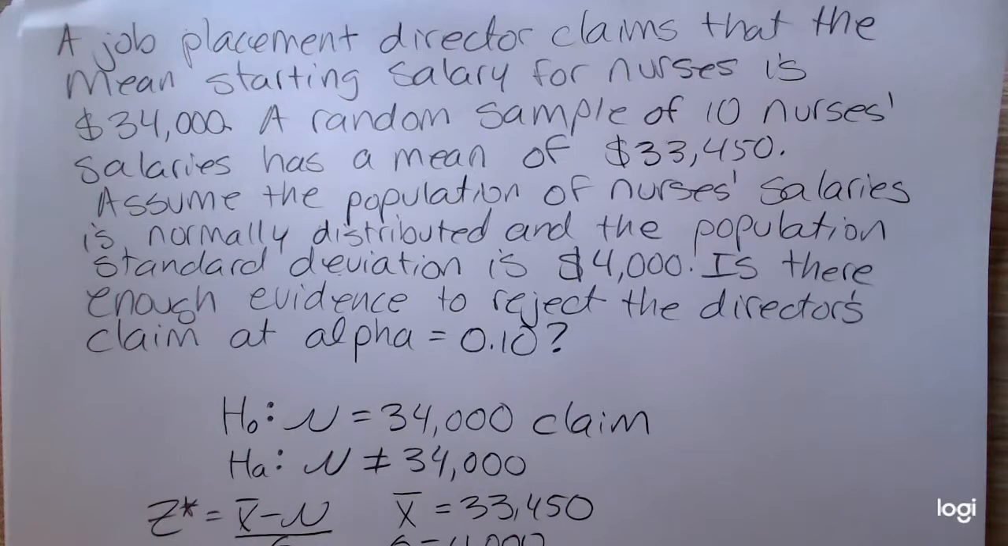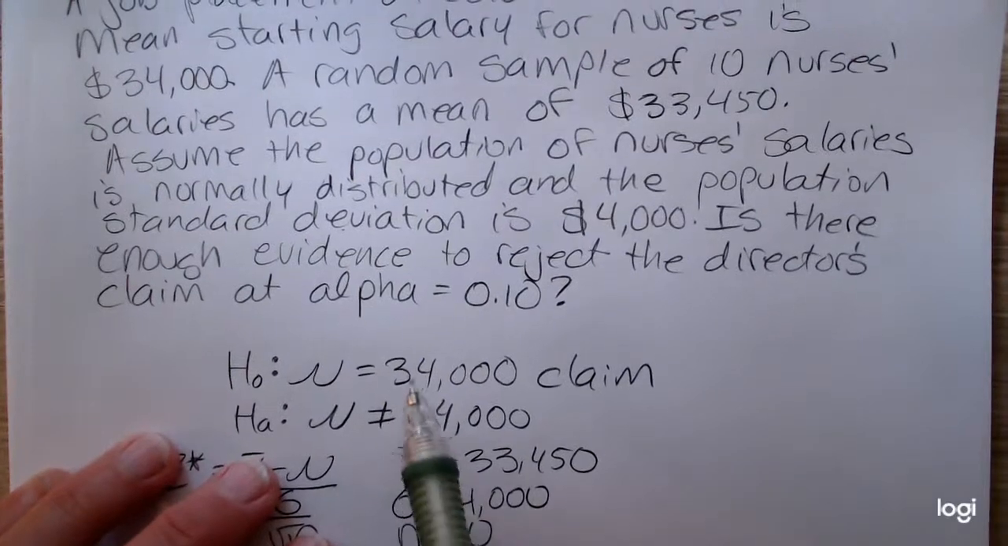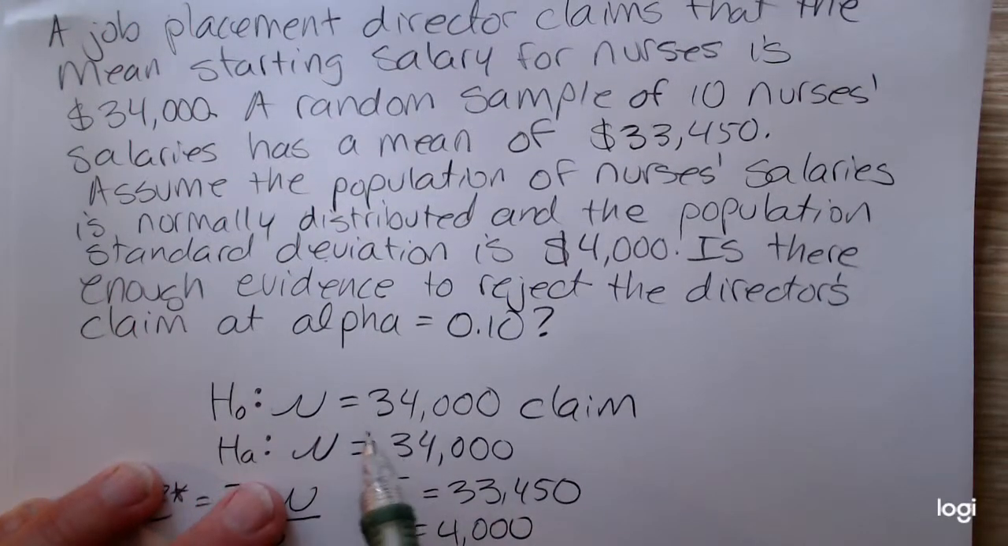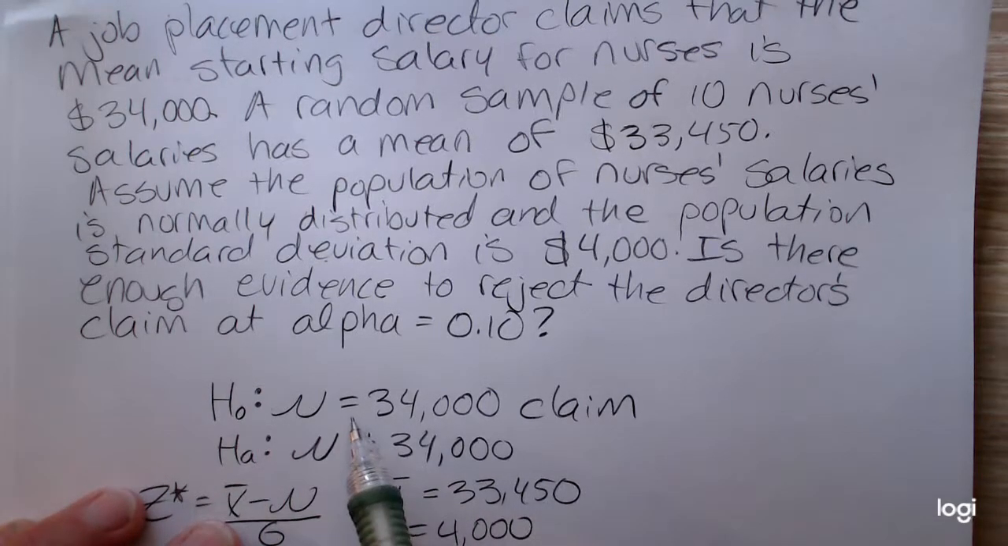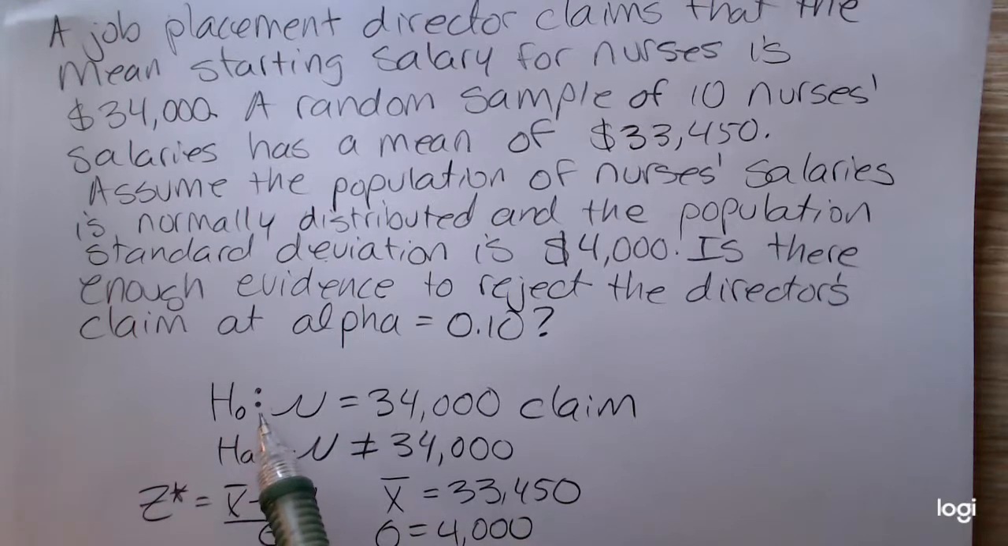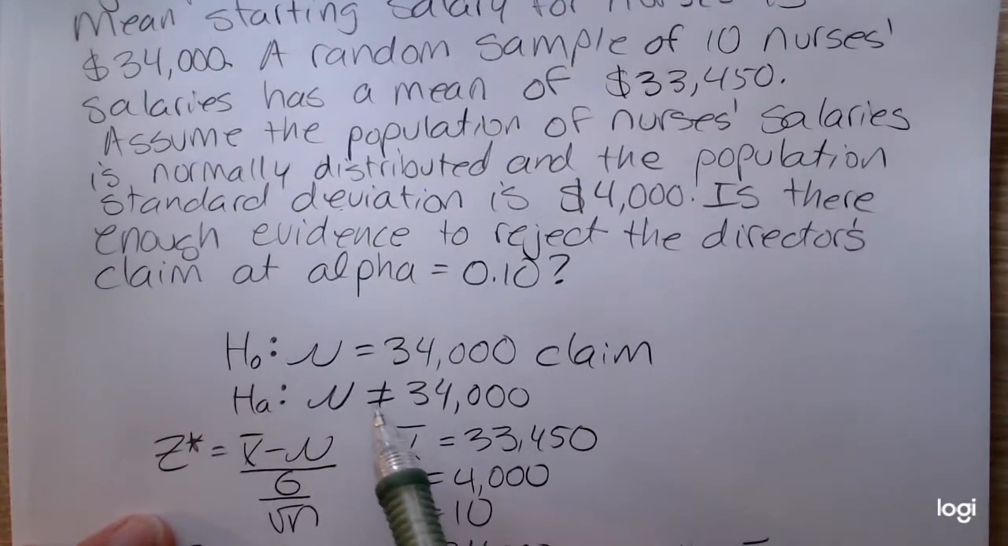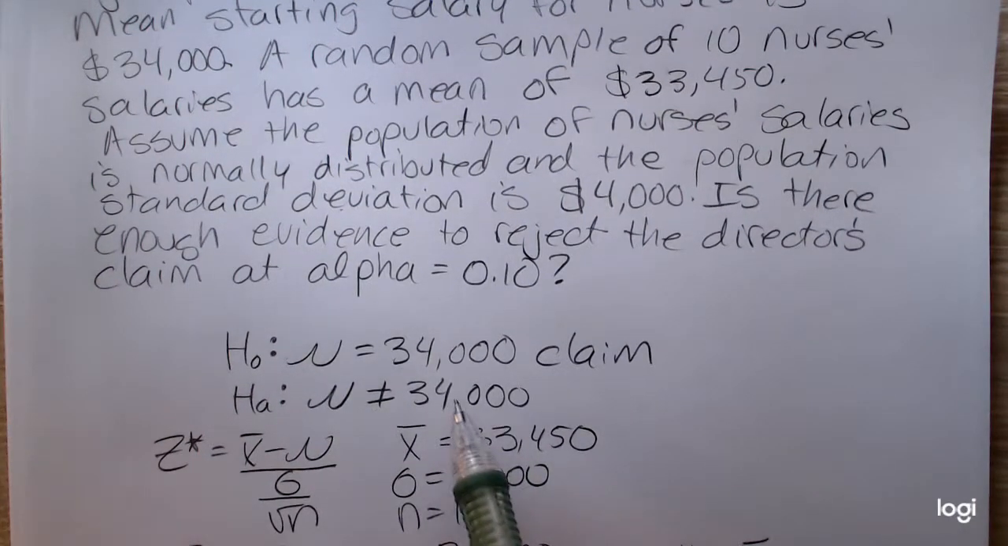This is a z-test because we're told that the population is normally distributed and the standard deviation, sigma, is known. Writing the claim as a mathematical statement, the claim is that the mean salary is 34,000, so that's mu equal to 34,000. Because it contains the case of equality, it's the null. That makes the alternative not equal to 34,000.